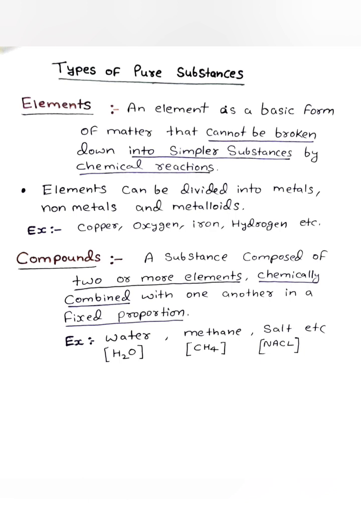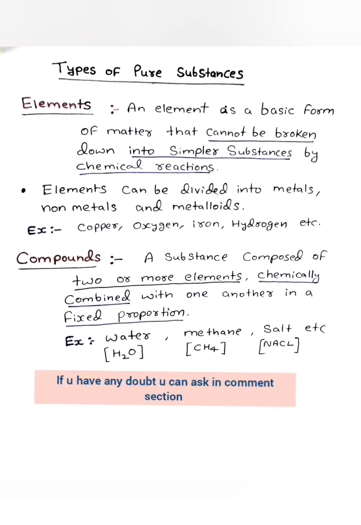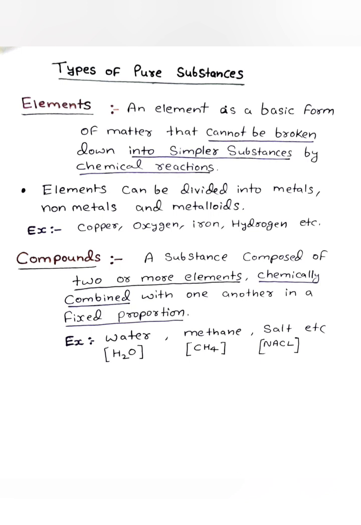Next is compounds. A compound is a substance composed of two or more elements, chemically combined with one another in a fixed proportion. Examples are water, methane, salt. Water, that is H2O, can be separated into hydrogen and oxygen by chemical reaction, but elements cannot be further broken down into simpler substances by chemical reaction. This is the difference between elements and compounds. This is all.